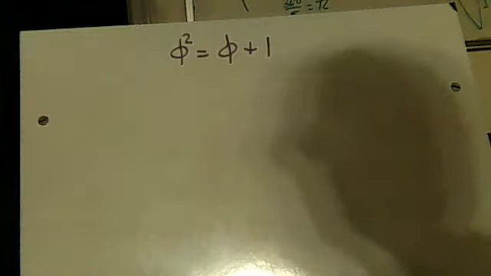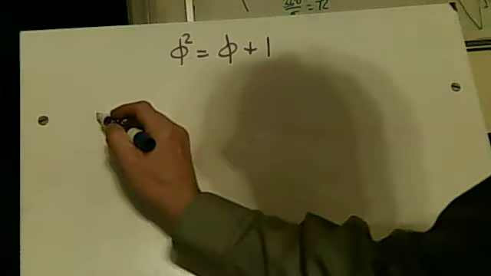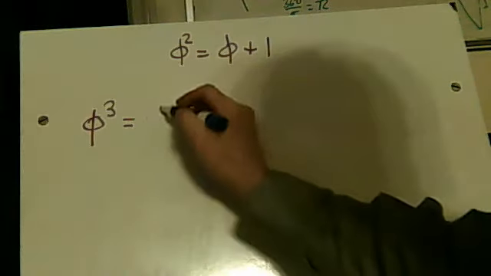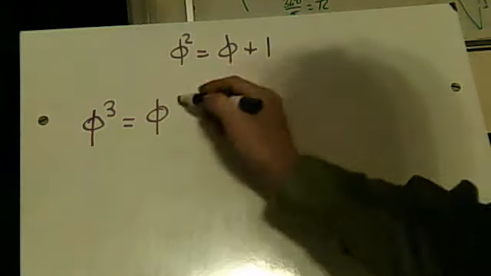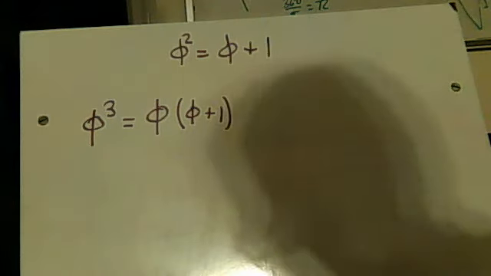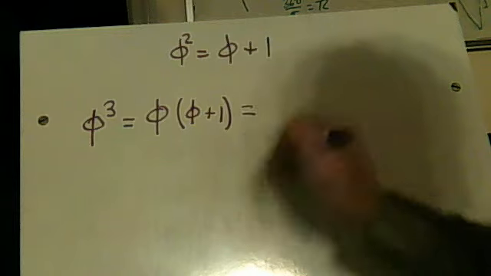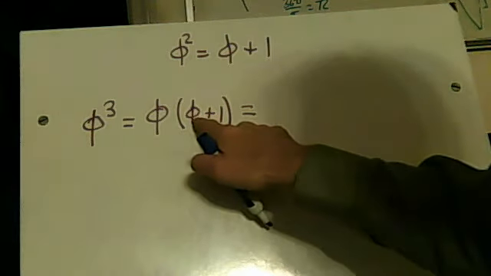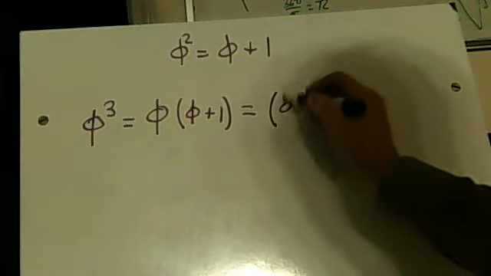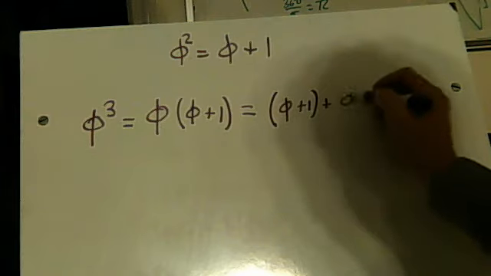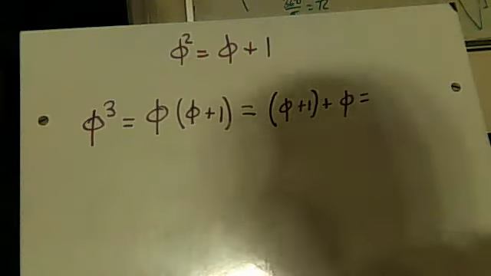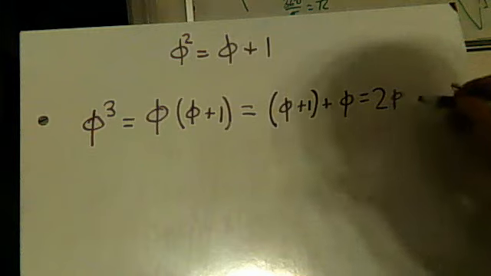and the Fibonacci numbers. So, for example, if we take phi cubed, that's equal to phi times phi squared. But phi squared is just phi plus 1. So we can just put that in right like that. And then, since this phi times that is going to give phi squared, and that's just phi plus 1, we can write this as phi plus 1 plus phi. That phi times that gives this phi, and that is equal to 2 phi plus 1.